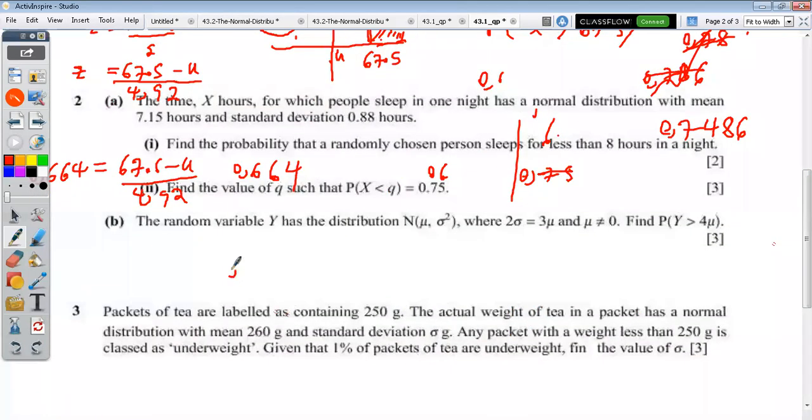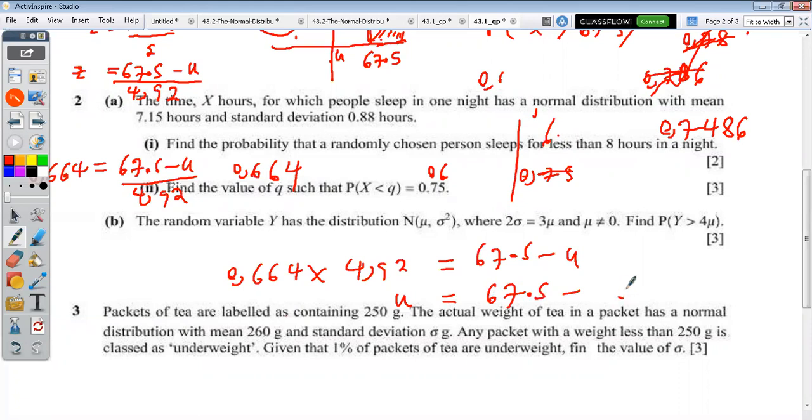So you're saying 0.664 multiplied by 4.92 is equal to 67.5 minus mu. Then the other way, mu is equal to 67.5 minus 0.664 multiplied by 4.92, like that. Clear now?